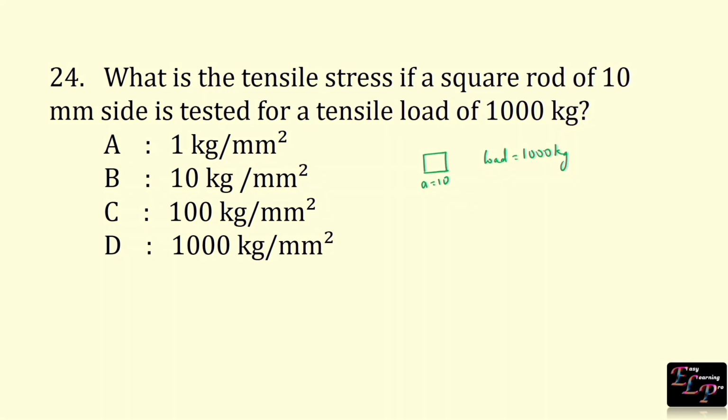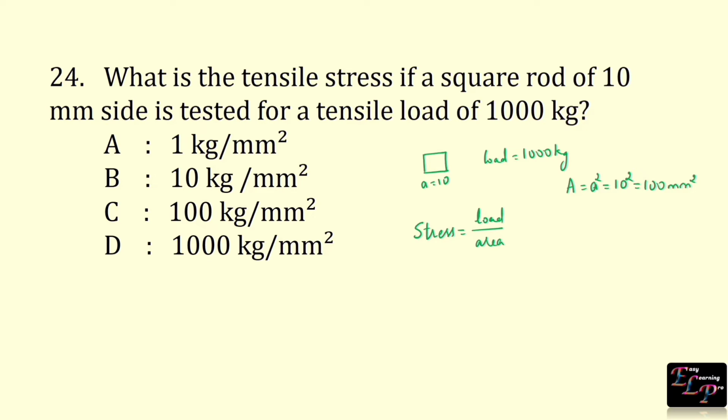We have to find tensile stress. Stress is given by load by area. Load is already given, we have to find area. So here square rod is given, so area of square is given by a square. So here it is 10 square, which is equal to 100 mm square.